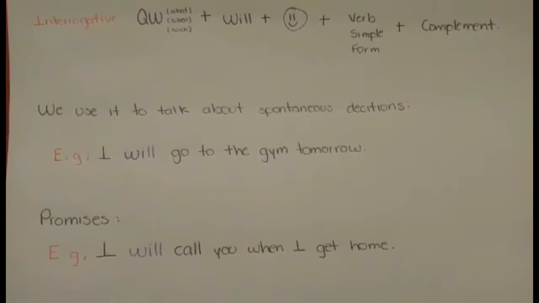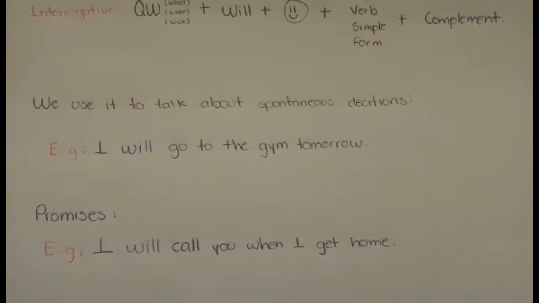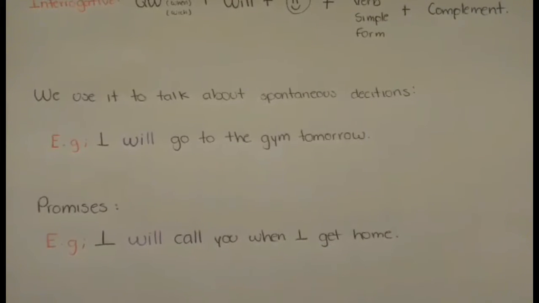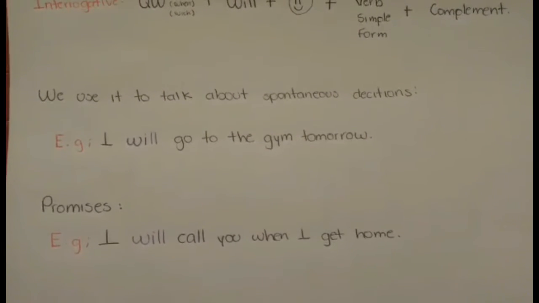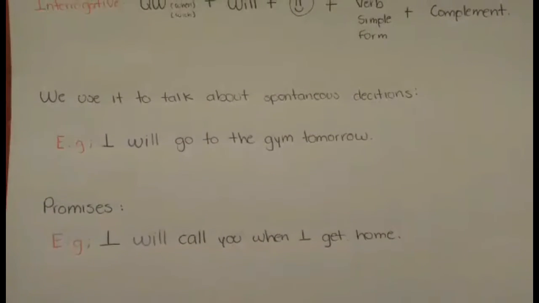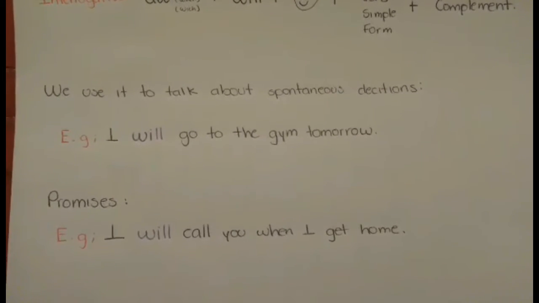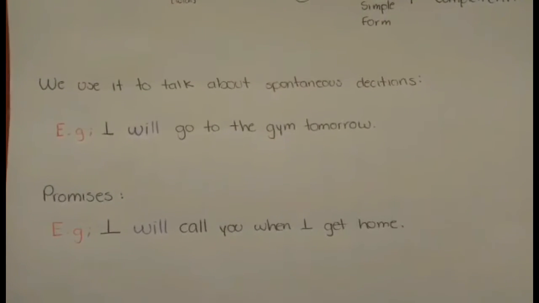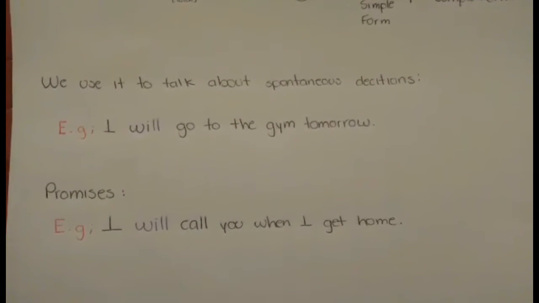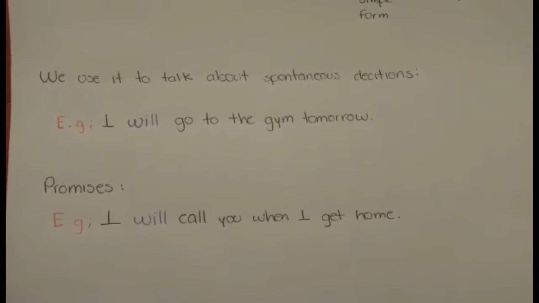So now we use it to talk about spontaneous decisions. For example, I will go to the gym tomorrow. That's something that you decided at the moment, but you're not sure to go. And finally, we use it to make a promise. For example, I will call you when I get home.